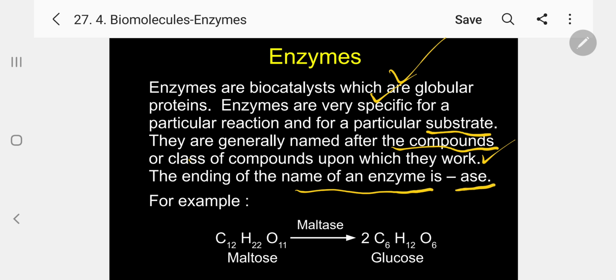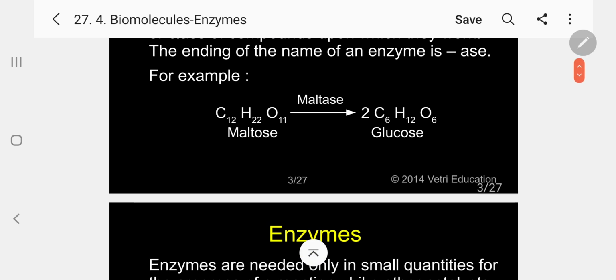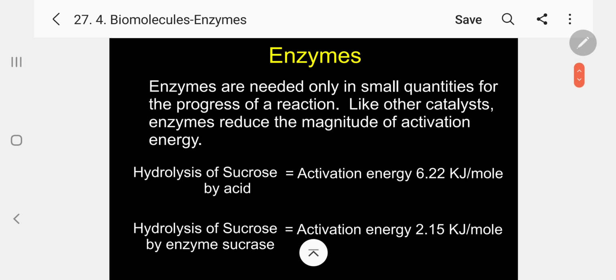For example, maltose, a disaccharide, will be converted into 2 moles of glucose by the enzyme maltase. Kindly follow, ending with ase, maltase, a specific enzyme which will cleave the maltose disaccharide into 2 monosaccharide molecules, that is glucose. Now, enzymes are needed only in small quantities for the progress of a reaction.